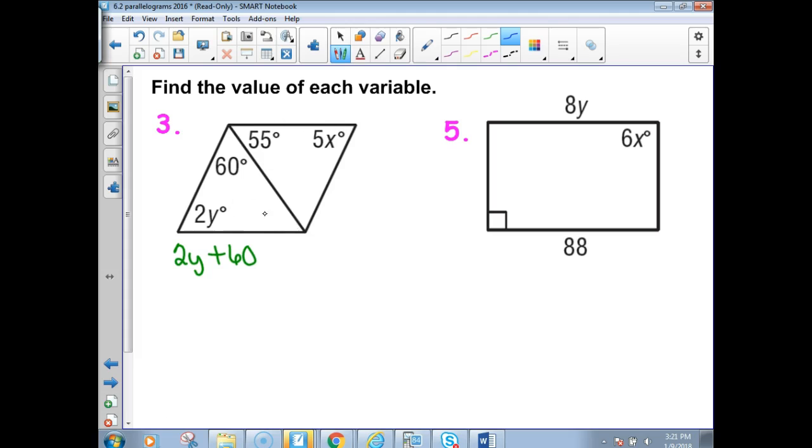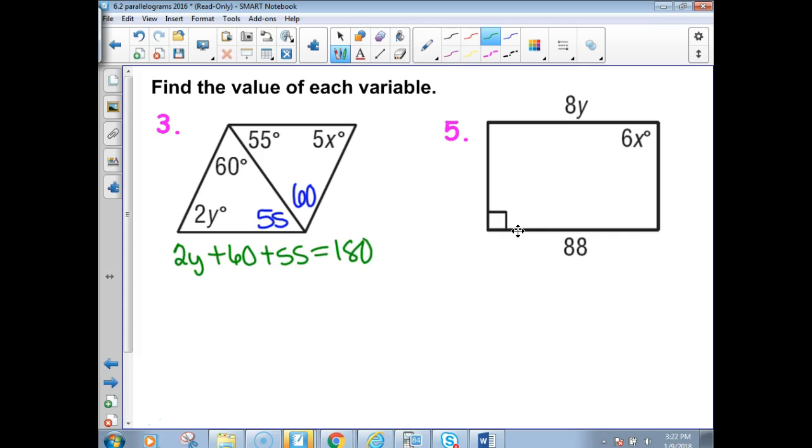Okay, 55 can go down here, right? Alternate interior angles are congruent. 60 can go here. Now what adds up to 180? 2y plus 60. What have I got to add on to this? I got to add the 55 too, equals 180.